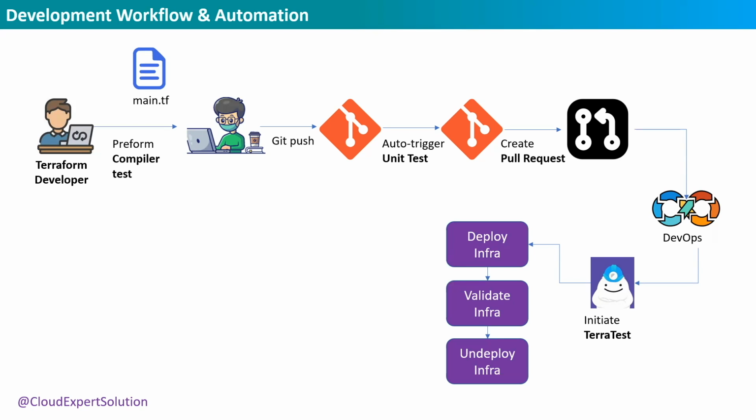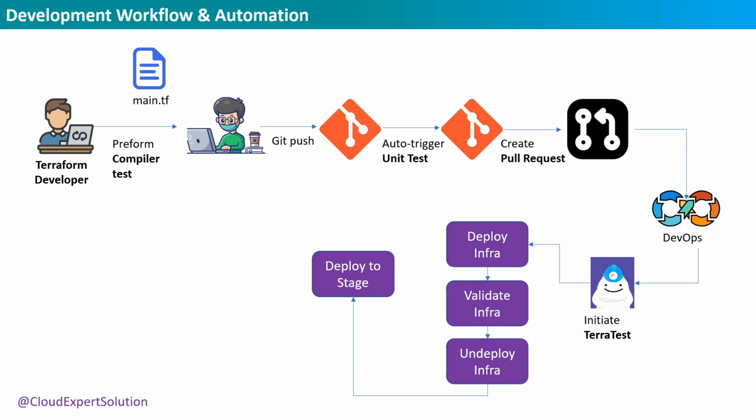So first, it will deploy the infra, it will validate the infra, and once everything is validated successfully, then it will undeploy the infra. You can put a check gate here. If everything is completed successfully, then you can initiate the deployment to the stage region.